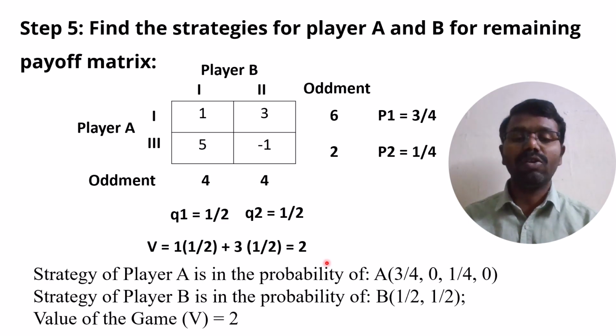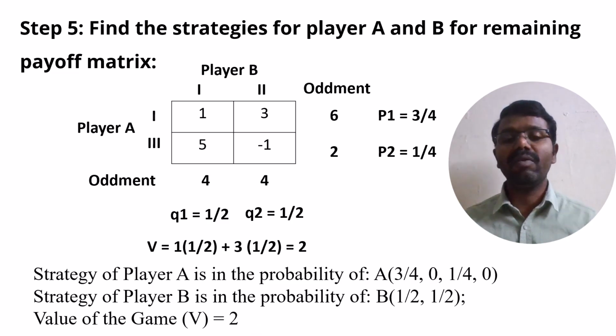So the final solution is: the strategy of player A is that alternatives 1 and 3 are selected with probabilities 3 by 4, 0, 1 by 4 and 0, and the strategy of player B is with probability 1 by 2, 1 by 2. The value of the game is 2. So this is how we solve it in the graphical method.